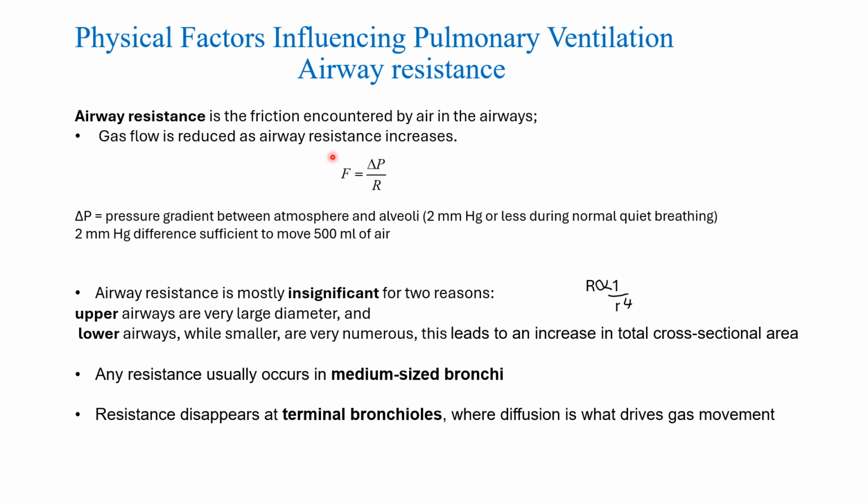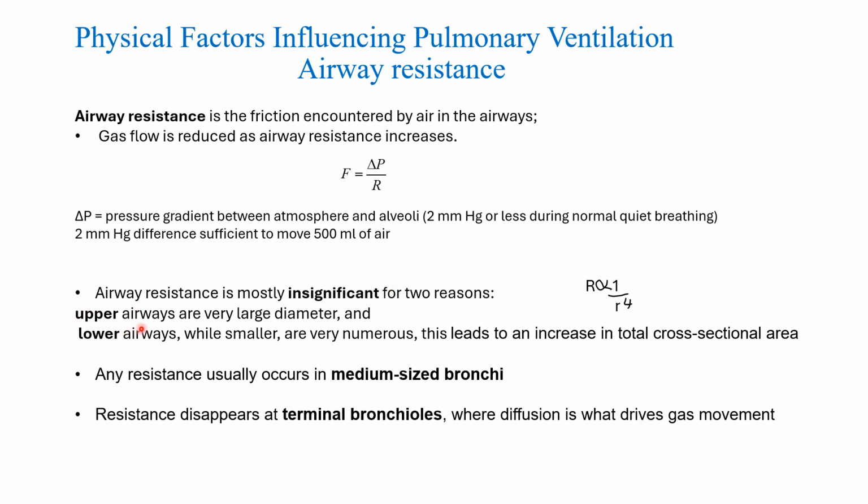This is the formula. We also went over this formula when we were doing the cardiovascular system. So flow, or airflow or gas flow, is equal to the pressure gradient divided by the resistance. So it is inversely proportional to the resistance. If the resistance is big, the flow will be less. But in airways, the resistance is insignificant for two reasons. I want to remind you of another formula we did in the cardiovascular system, which is that resistance is inversely proportional to the radius of the vessel, or in this case the radius of the airway.